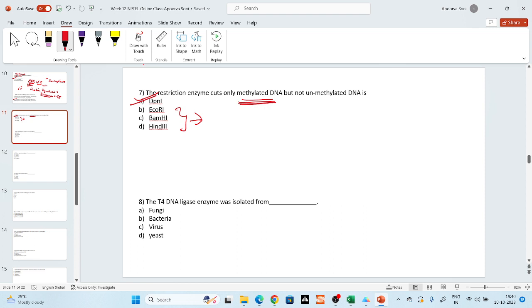So what is the full form of T4 DNA ligase? T4 stands for the name of a bacteriophage. Yes, so T4 stands for the T4 bacteriophage. So the DNA ligase is isolated from bacteria which is infected with T4 bacteriophage.